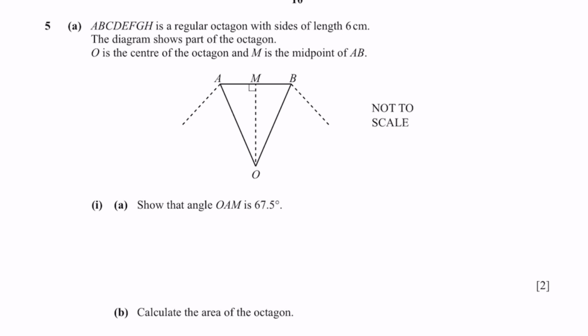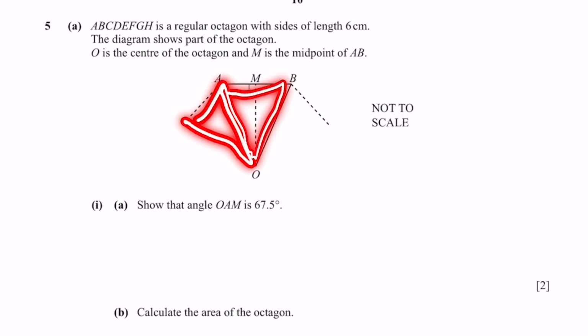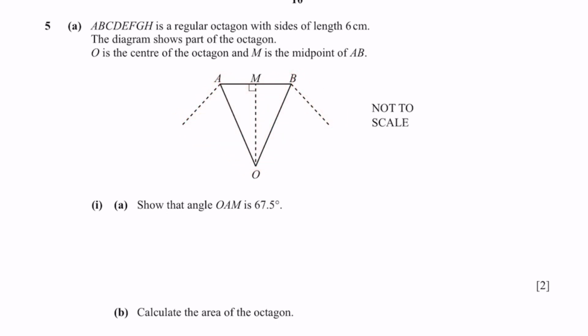So one thing you need to realize is these huge triangles will always be the same no matter what side you choose to make the triangle with. That means these two angles will always be the same no matter what. So if we find the interior angle of the octagon and divide by 2, we will get this angle OAM, which we need.